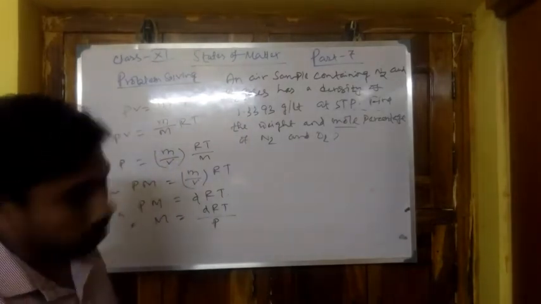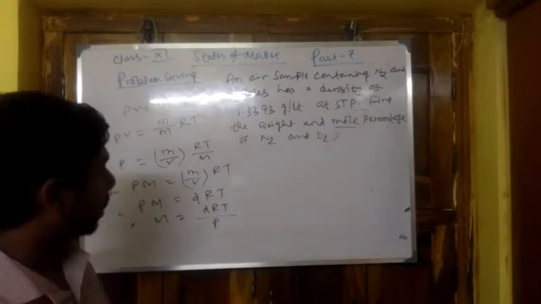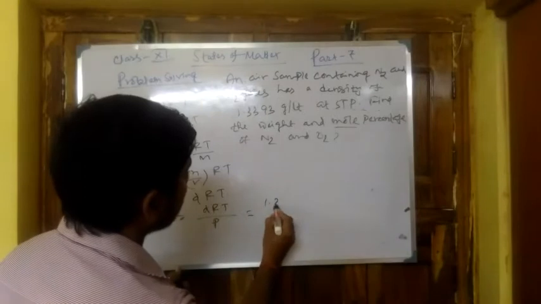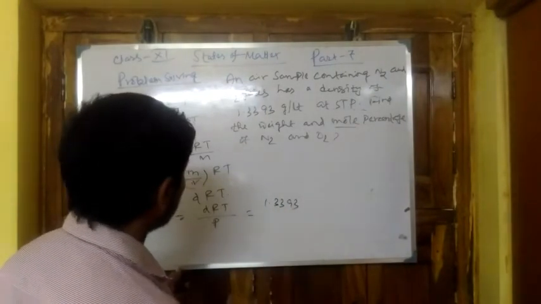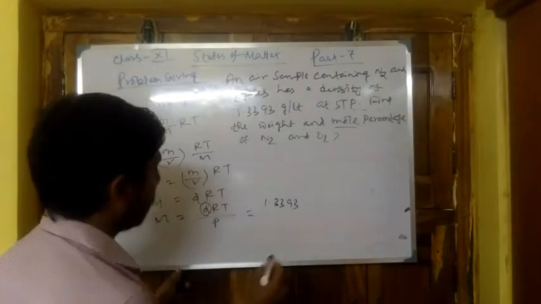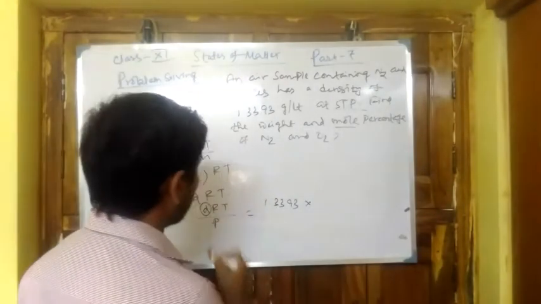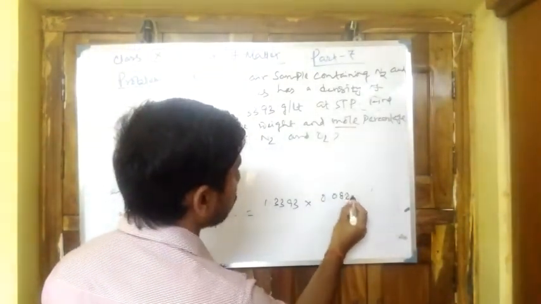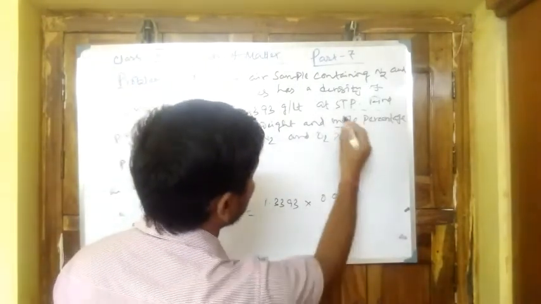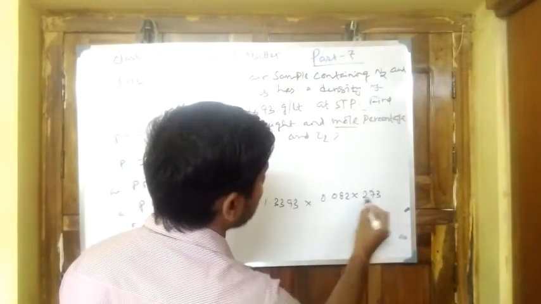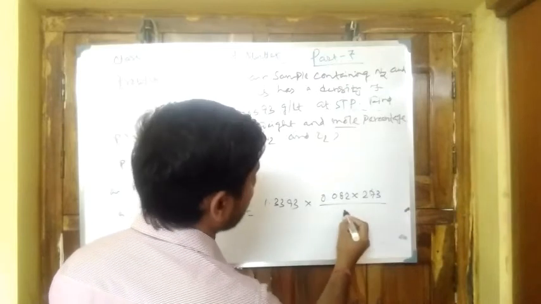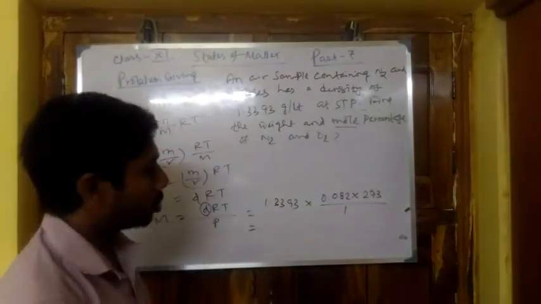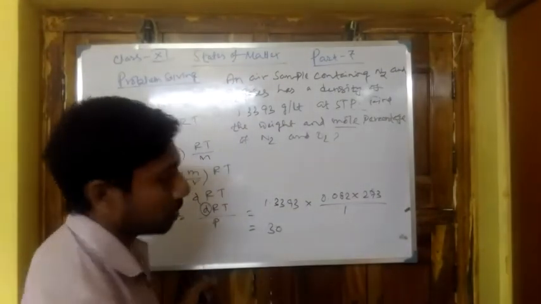Now just put the values of the data. Density d is given, 1.3393, and RT by P, R equal to 0.082 in liter atmosphere, T at STP is 273, divided by P, where P is equal to 1 bar. So by calculating the value, it will be roughly 30.